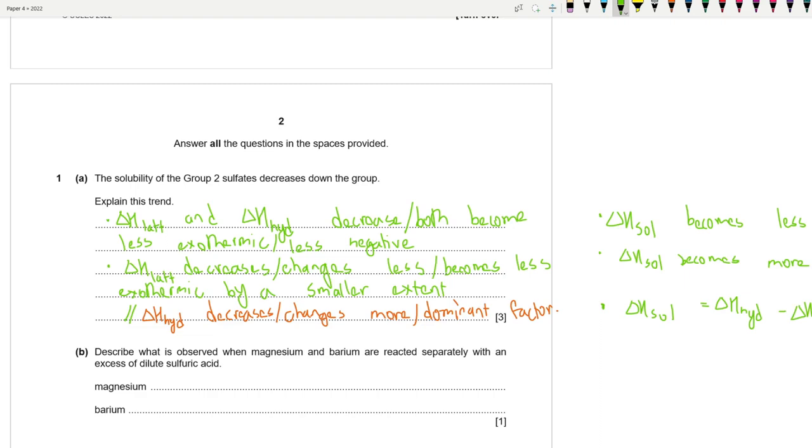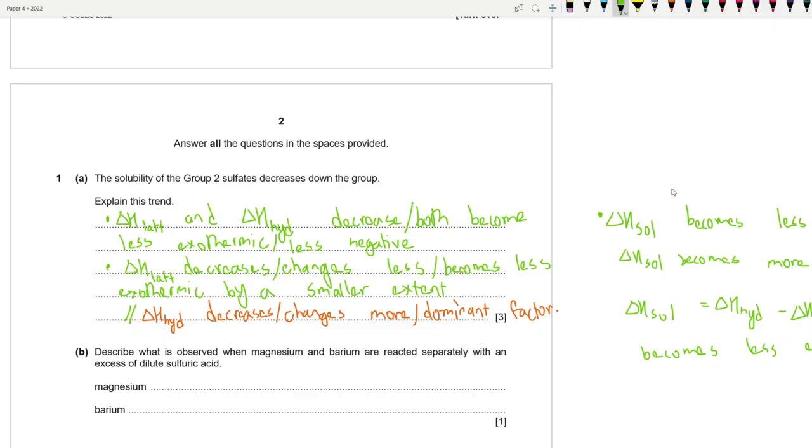So del H equals del H hyd minus del H lattice, and you have to say that the reaction becomes less exothermic. Basically what I explained to you guys. So these are part of the third point, by the way. You have to write this green one or this orange one, and then you have to write any one from these sulfates.